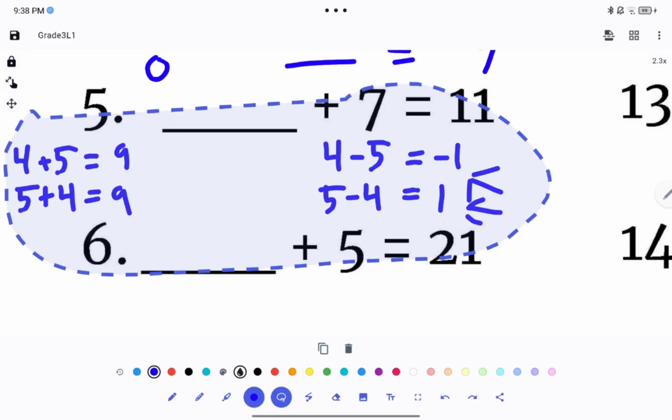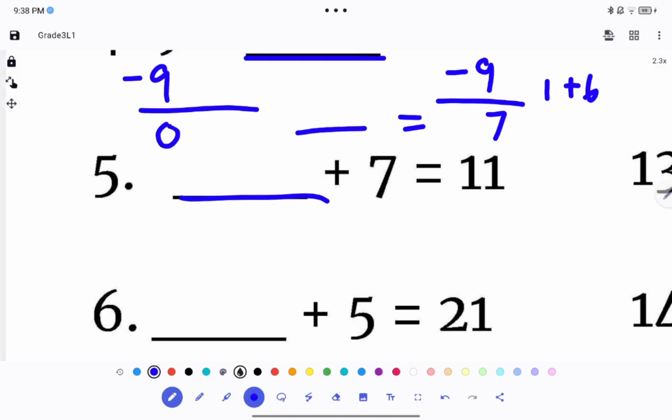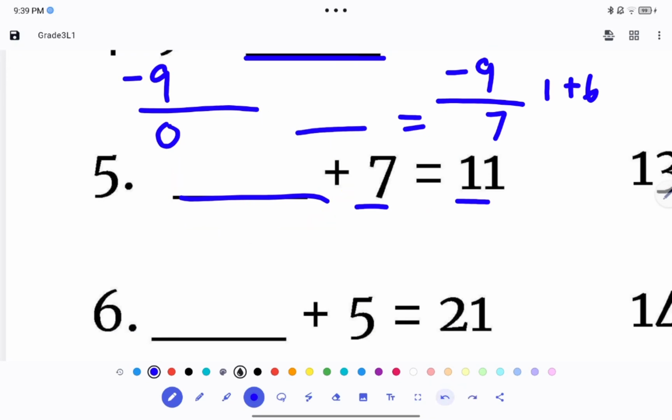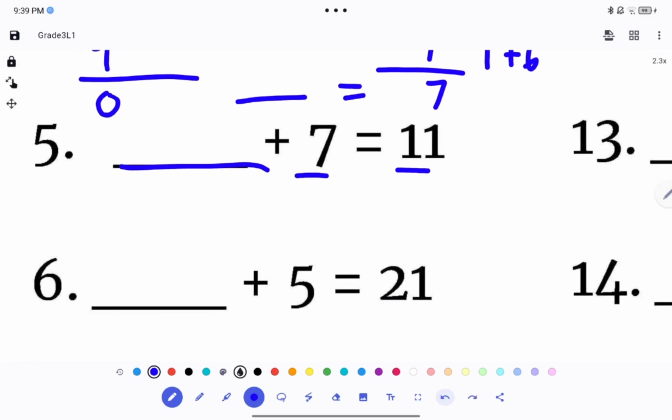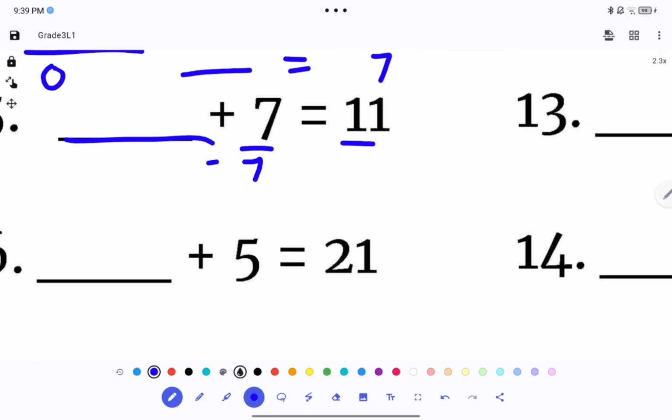Deleting that just because that was an example. Anyway, so some number plus 7 is equal to 11. So remember, we want to get this unknown number all by itself. So we want to get rid of this plus 7. Well, the inverse of plus 7 is minus 7, right? If you want to get rid of something you've added, you have to remove it.